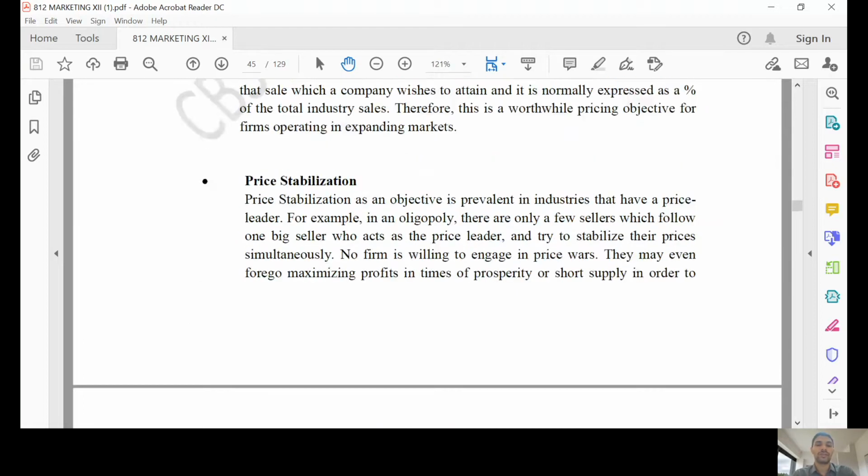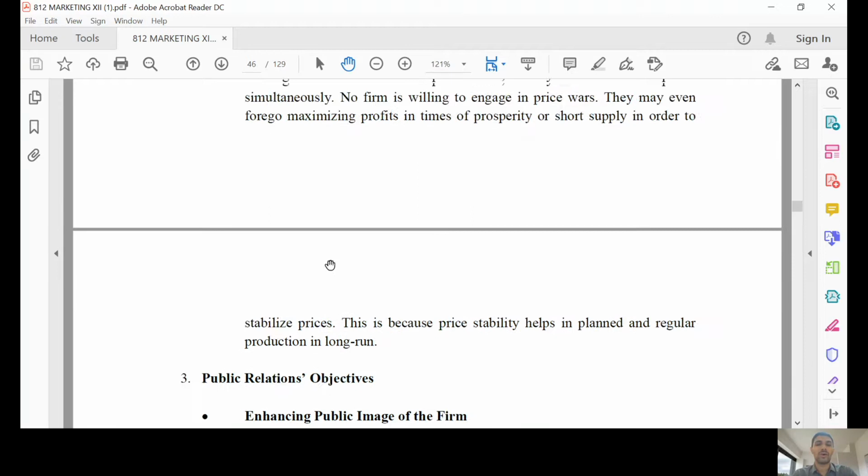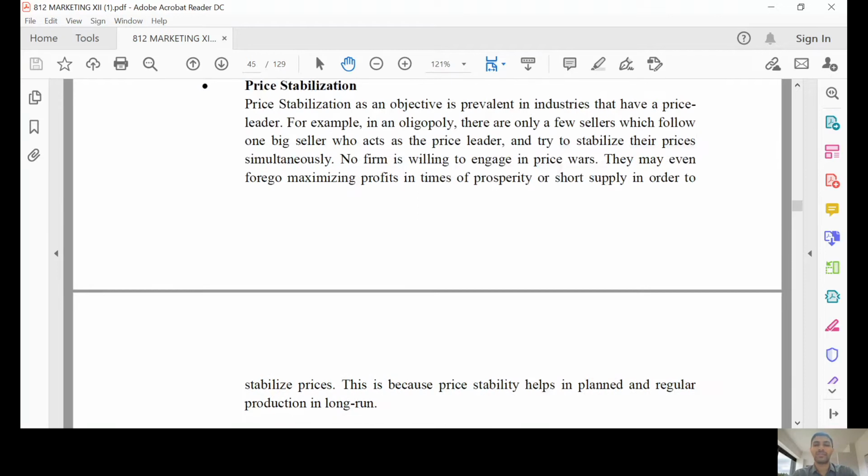Price stabilization is required sometimes, otherwise nobody will win, everybody will lose. Price should not fluctuate if there is over competition. So there should be stability in the price among different competitors. No firm is willing to engage in a price war. Everybody wants to have healthy competition. That is not possible if there is a price war. A price war means if one company reduces the price, the other company also will reduce the price.